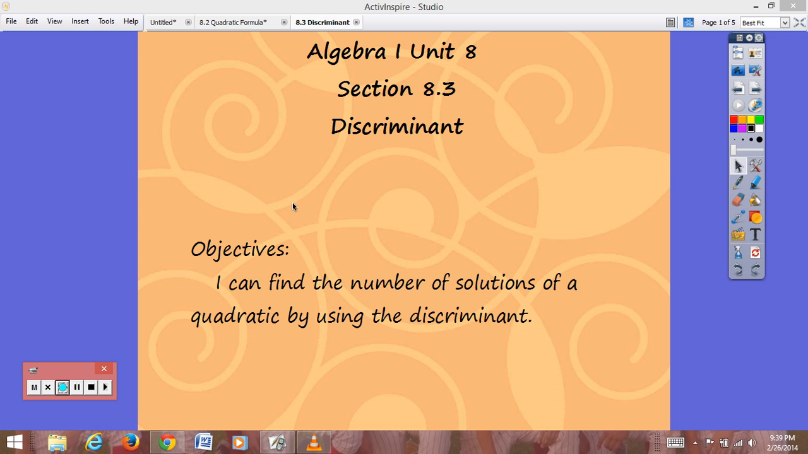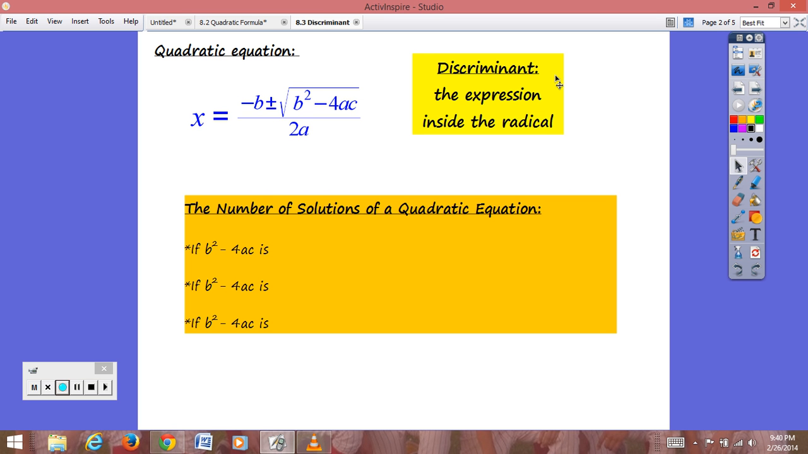So the topic of today's video is the discriminant. Our objective: I can find the number of solutions of a quadratic equation by using the discriminant. To give you a little help, the discriminant is the expression inside the radical of our quadratic formula. So the discriminant is this b squared minus 4ac. And it's not under the square root if we're using just the discriminant, it's just the b squared minus 4ac.